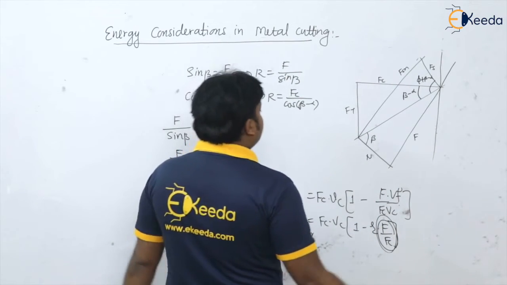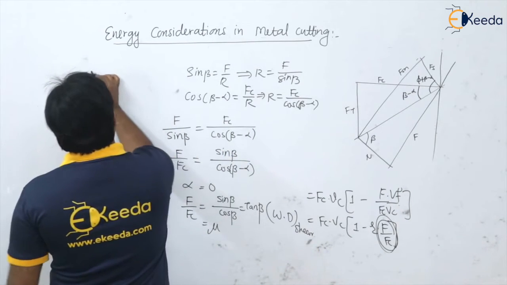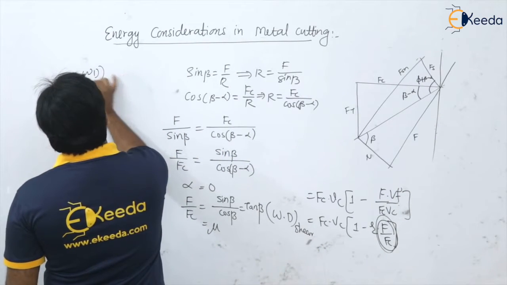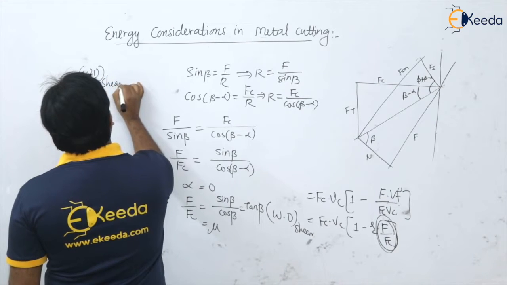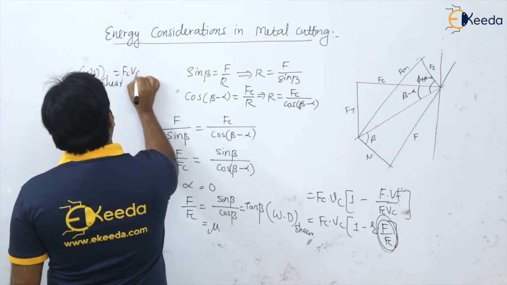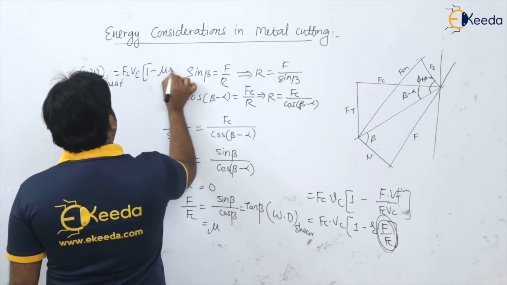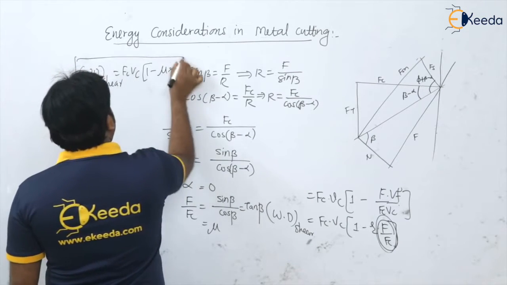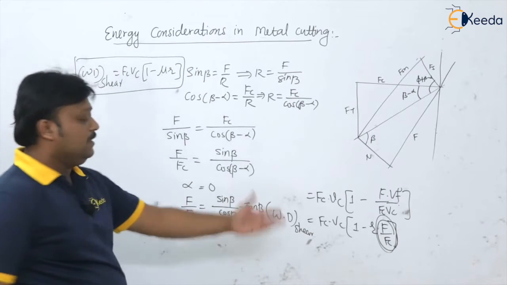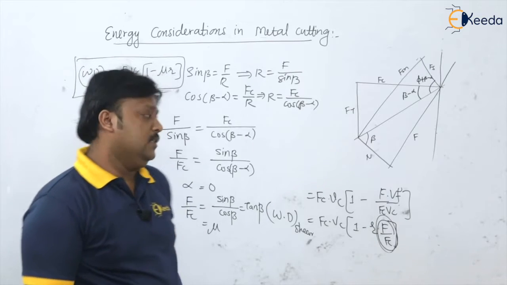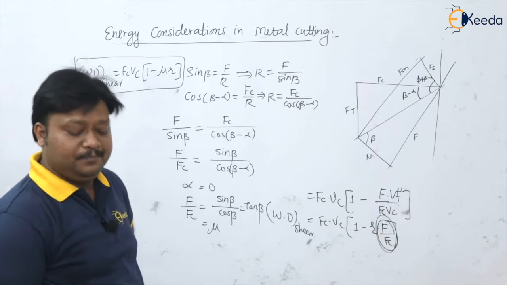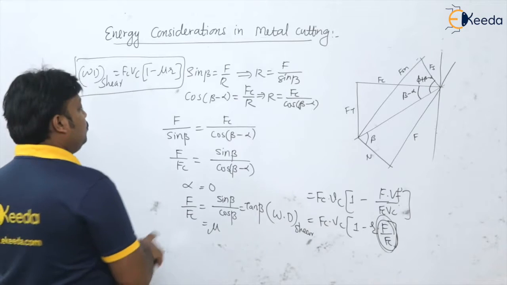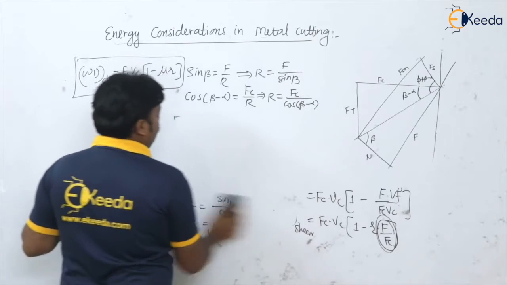So we get whatever we want, that is this work done in shear, we got it as Fc into Vc into bracket 1 minus mu r. Isn't it? So the same thing they have asked for the proof. Isn't it? So this is how we can calculate or show it.